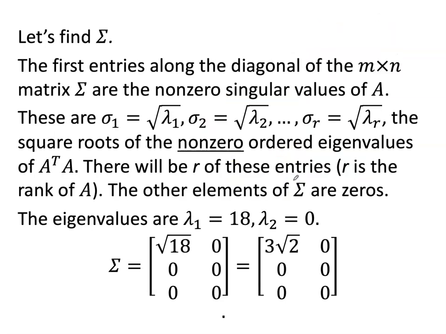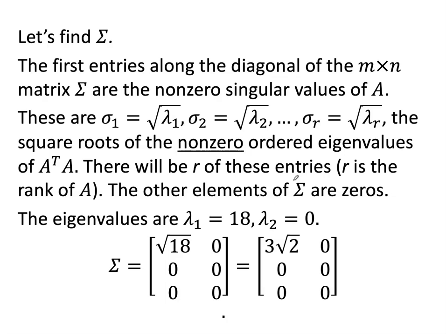The first entries along the diagonal of the m by n matrix sigma are the non-zero singular values of A. They're sigma 1 equals square root lambda 1, sigma 2 equals square root lambda 2, and so on, sigma r equals square root lambda r. The square roots of the non-zero ordered eigenvalues of A transpose A. There will be r of these entries. R again is the rank of A. The other elements of sigma are zeros.